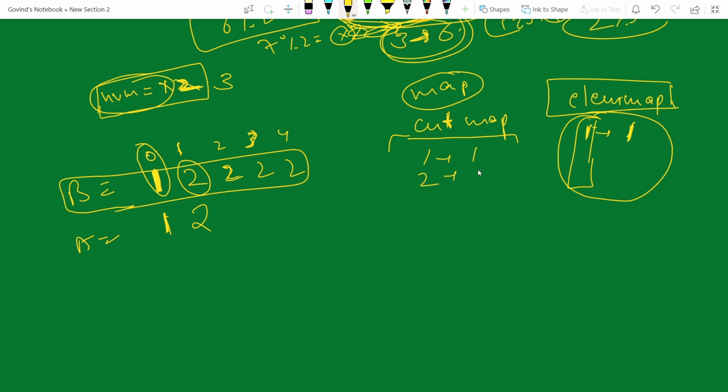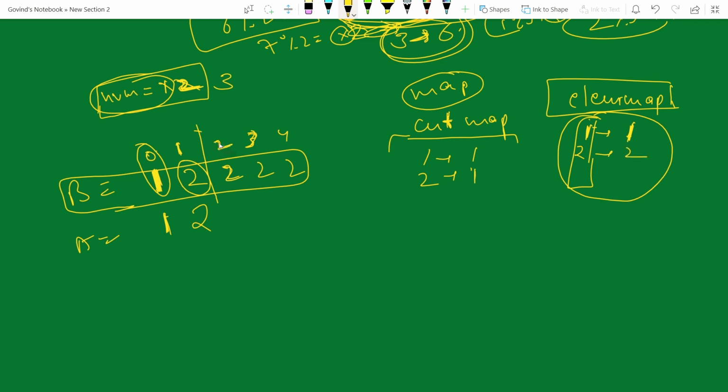Now 2 is occurring one time till here I have traversed, so 1 is occurring one time, now 2 is occurring one time. Okay, and I have assigned a new number, that is 2, to there is 2.